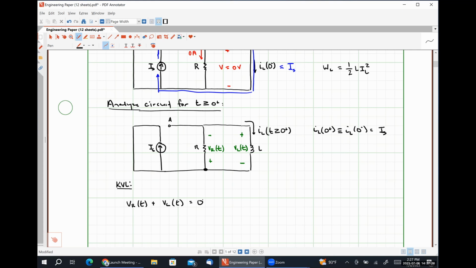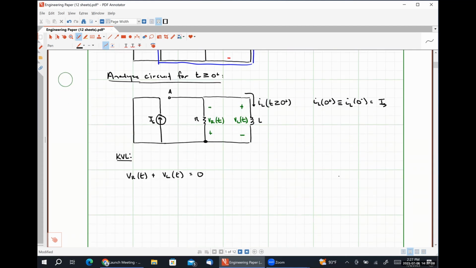That must be true for all points in time because Kirchhoff's voltage law is the law of conservation of energy for circuits. What I can do now is express both of those voltages in terms of that current iL. Using Ohm's law, I can express VR as R times iL. And using our derivative-based relationship that we learned when dealing with inductors, I can express VL as L times the derivative of iL with respect to time, is equal to zero. So what I have here is a first order homogeneous differential equation.